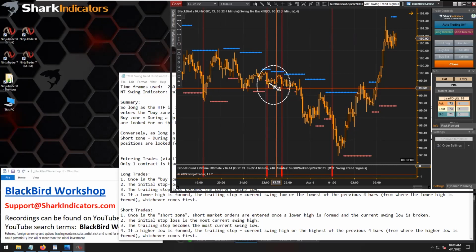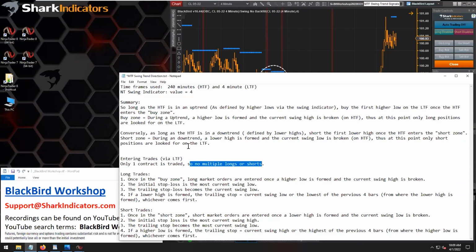That prevents stacking multiple contracts on top of each other if your system produces a whole bunch of trade signals. So we don't have to worry about this. That's built in automatically to Raven and BlackBird. So we can just jump forward to actually setting up the entry signals and stop losses.